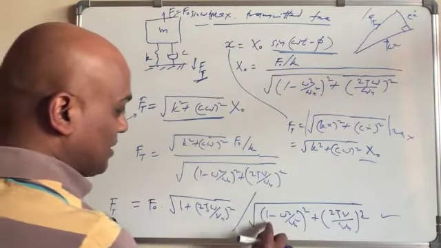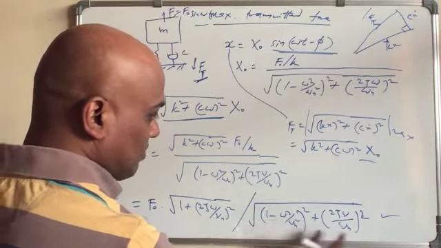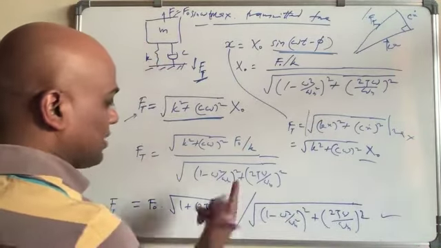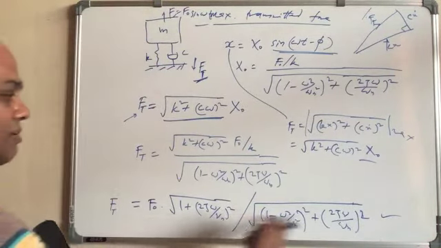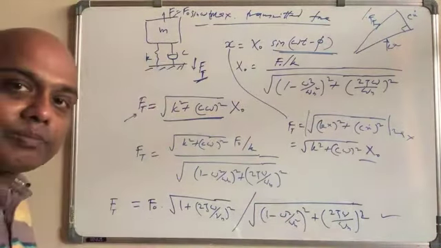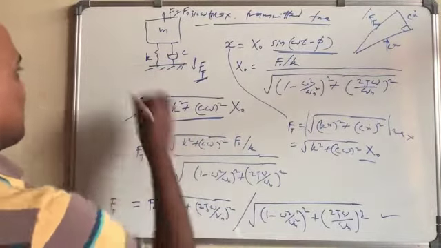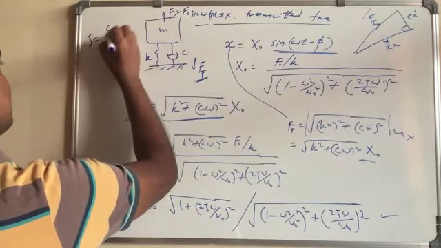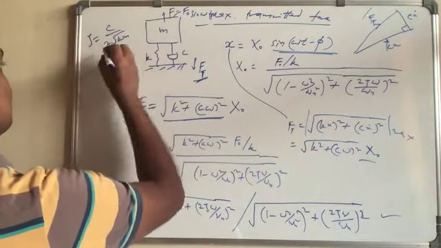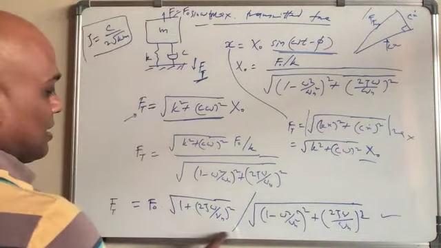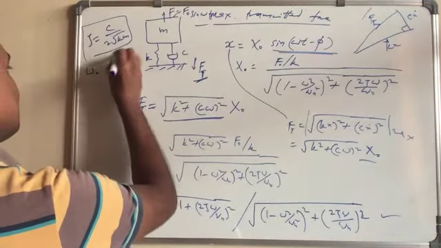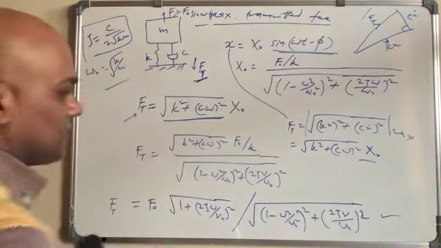And hence what you have is this plus this term. So that's why you have it. So this will be the force. And of course, zeta equal to c over 2 root km, and omega n equal to root k over m will appear everywhere.